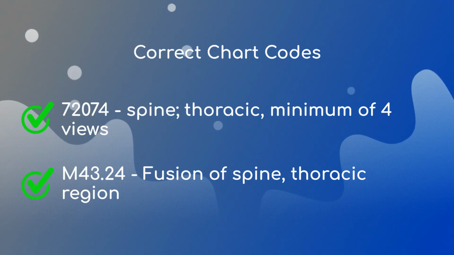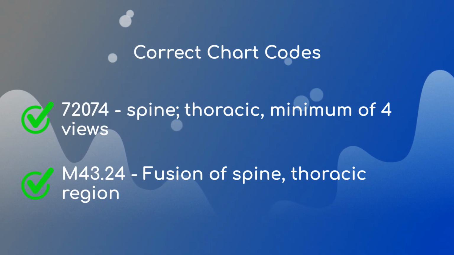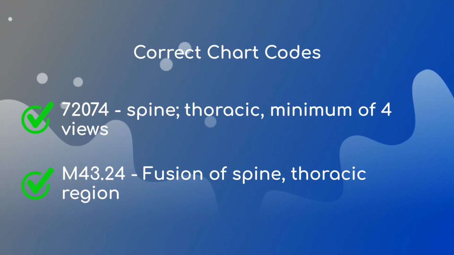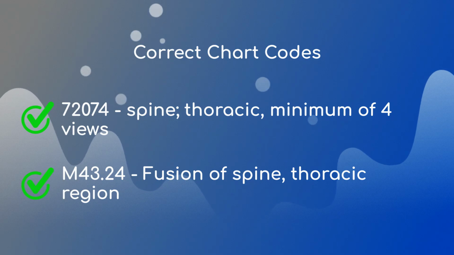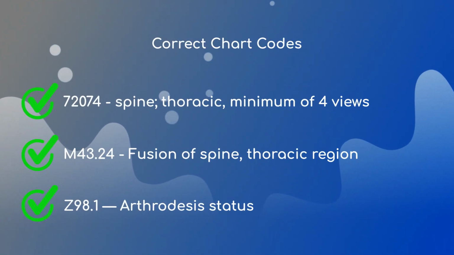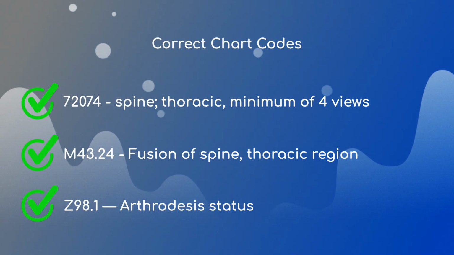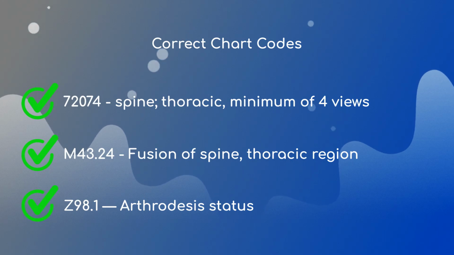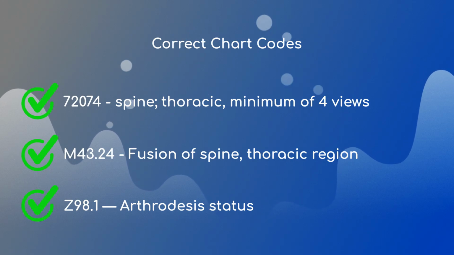This code reflects the purpose of the exam and the medical necessity to order non-standard spine views such as flexion and extension. These views are ordered specifically to evaluate how the spine is interacting with a known spinal arthrodesis. To indicate the presence of spinal instrumentation, a secondary code should also be reported, Z98.1, arthrodesis status. This accurately captures the presence of implanted spinal hardware without implying complications.